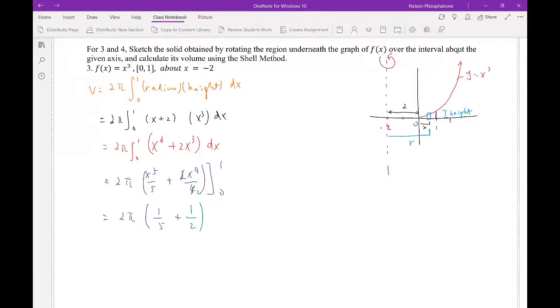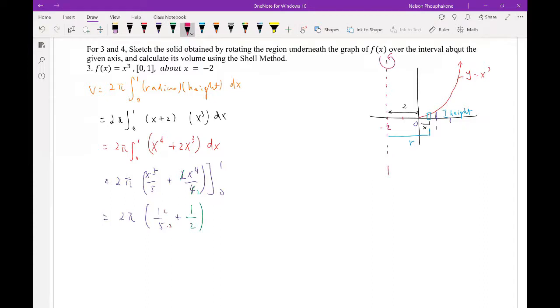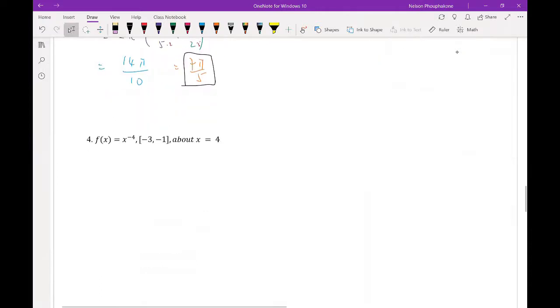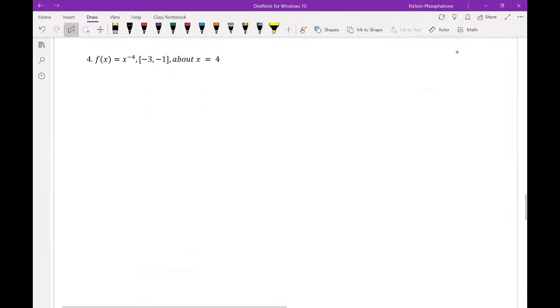Okay, and you see that this time 2, this time 5. Then I will have 2 times 7 is 14 pi over 10, which is equal to 7 pi over 5 now. Okay. And now, how about this one?